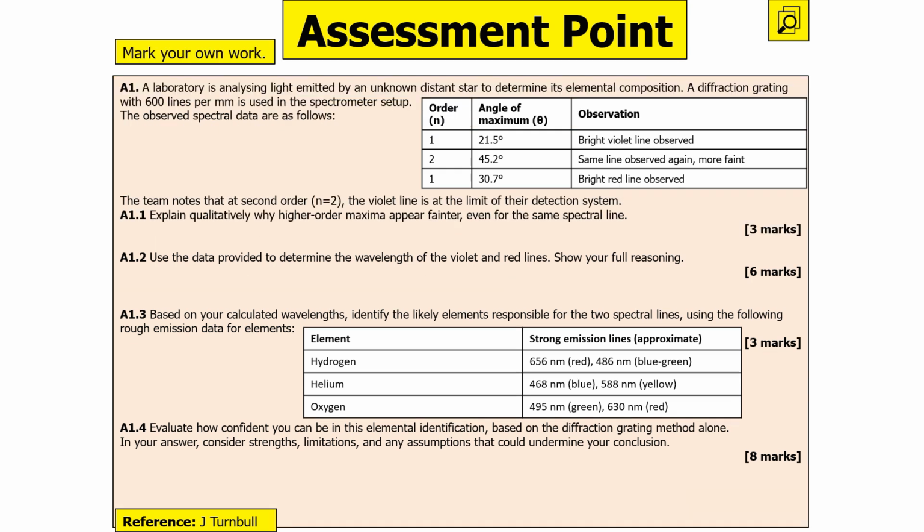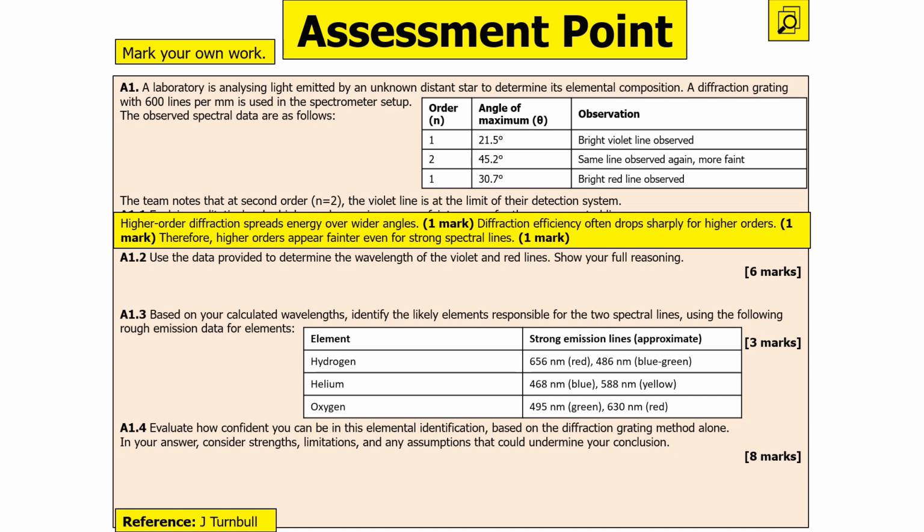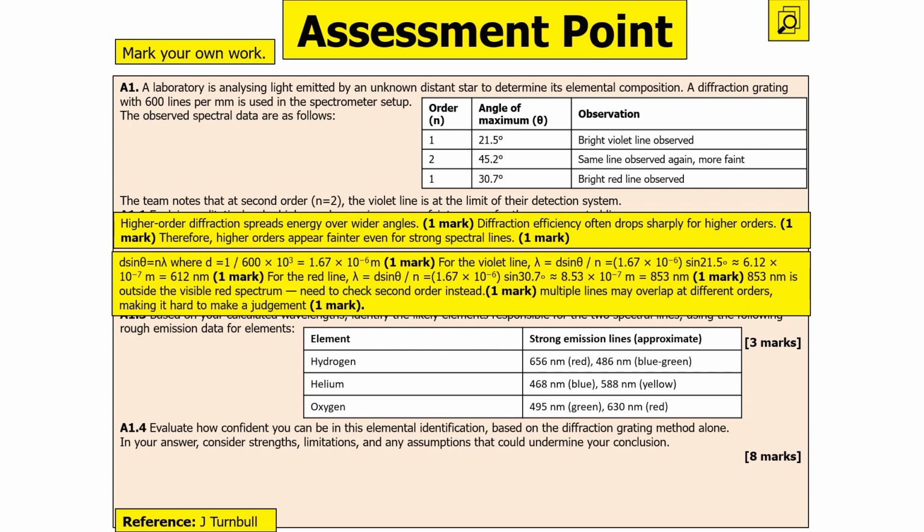Right, in this first one, high order diffraction spreads energy over wider angles, so the diffraction efficiency often drops sharply for the higher orders, so therefore higher orders appear fainter even for strong spectral lines. Next one, we say d sine theta equals n lambda. d is 1 over 600 times 10 to the 3. So for the violet line, we can work it through, lambda, pop the values in, we get 612 nanometers. For the red line, we do the same.